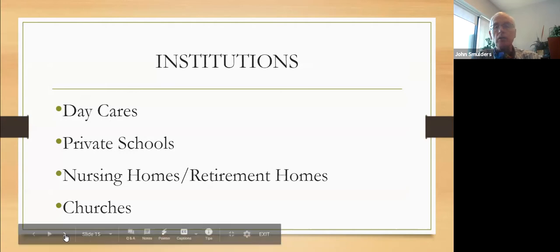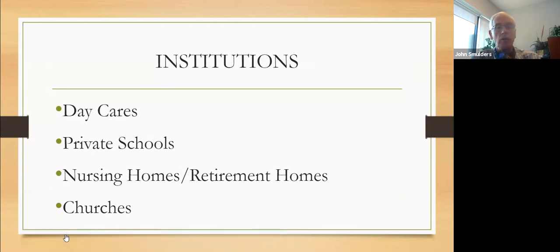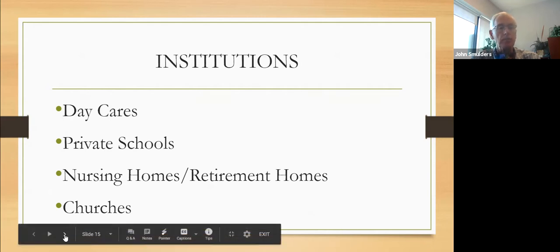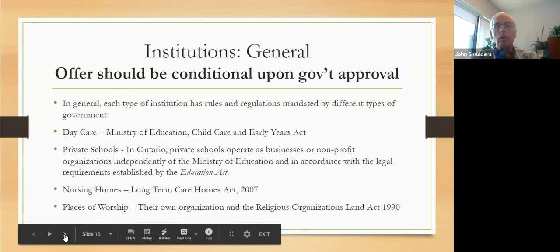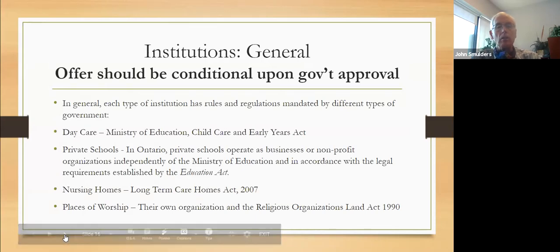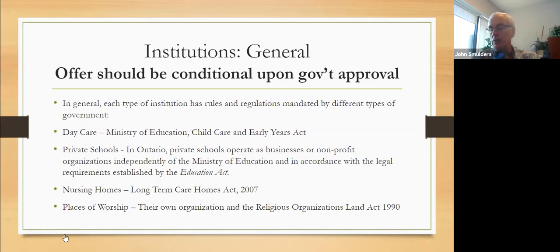Let's move into institutions. And there's 4 different institutions that we'll talk about. The first is daycares, private schools, nursing homes, retirement homes, and churches. Institutions. Okay. Institutions in general. In general, your offer should be conditional upon the appropriate ministry government approval. Okay. They have different types of government approvals for different kinds of institutions.